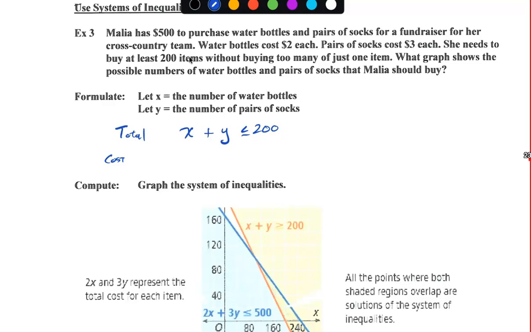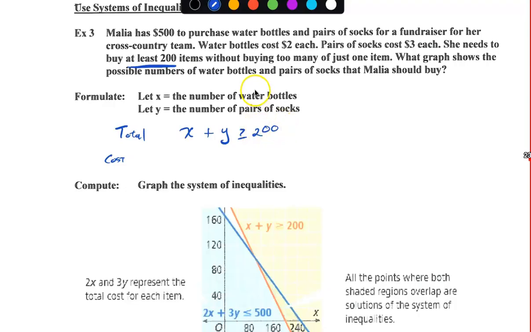equal to 200. And actually, I did it the wrong way around. It says at least 200, that means the lowest is 200. So it should be greater than or equal to 200. That should be our equation, right? We have to buy at least 200 items for the raffle or whatever it is. Okay, so that's our total. We have to buy this guy plus this guy has to be at least 200.